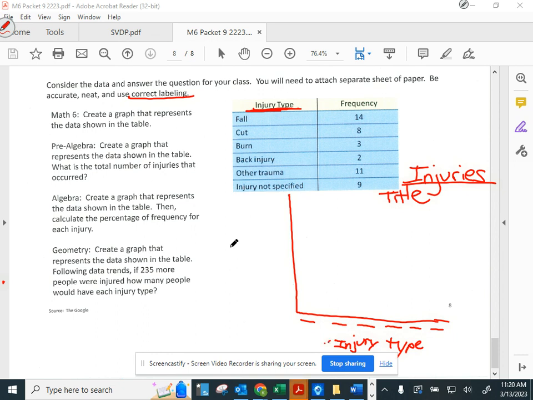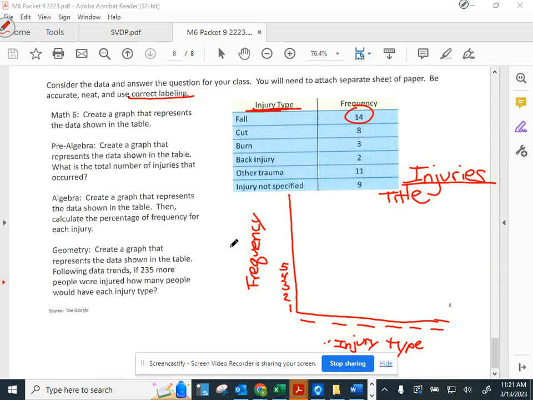You need to have your title for the bottom. You need to have a title going up. What would be the title going up? Frequency. So we're going to put frequency going up the side. You need that title going up the side, and then you're going to put your numbers. How high do you think our numbers need to go up to, Enzo? 14. 14, that's our biggest number, so our numbers need to go up to 14.